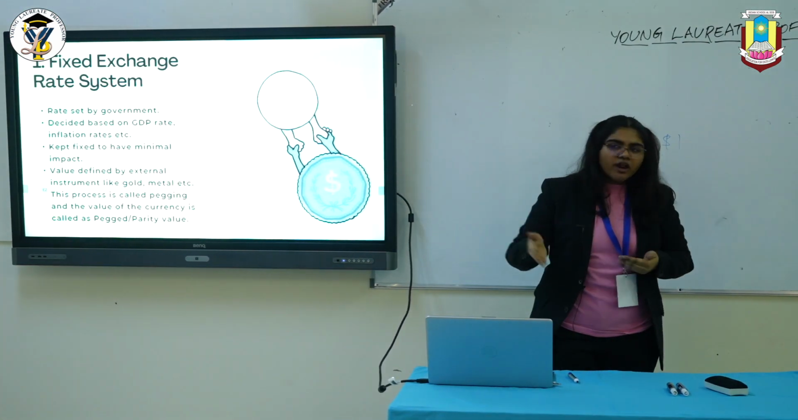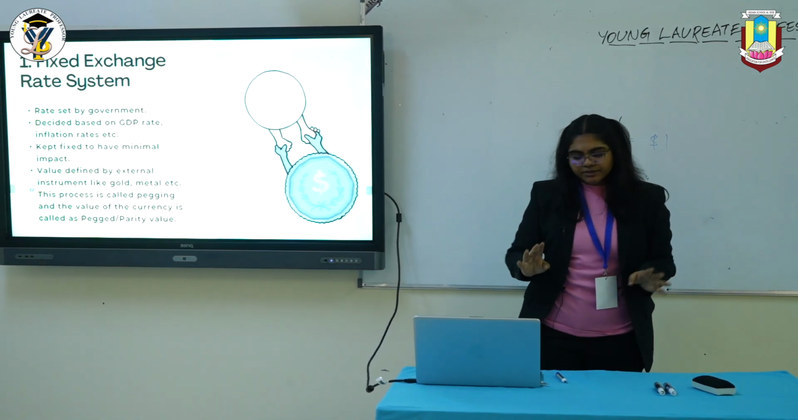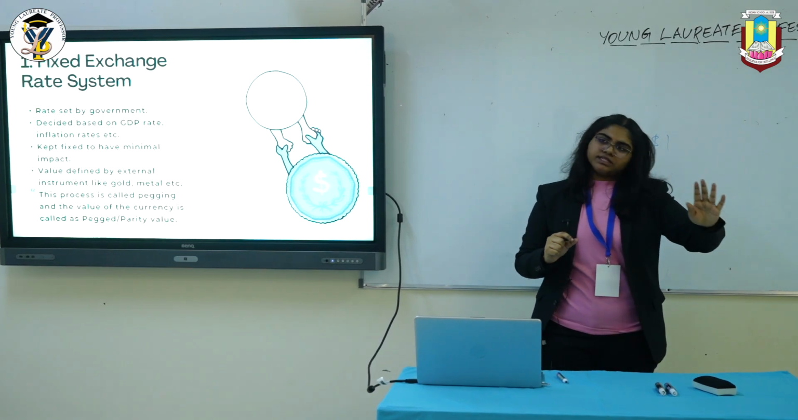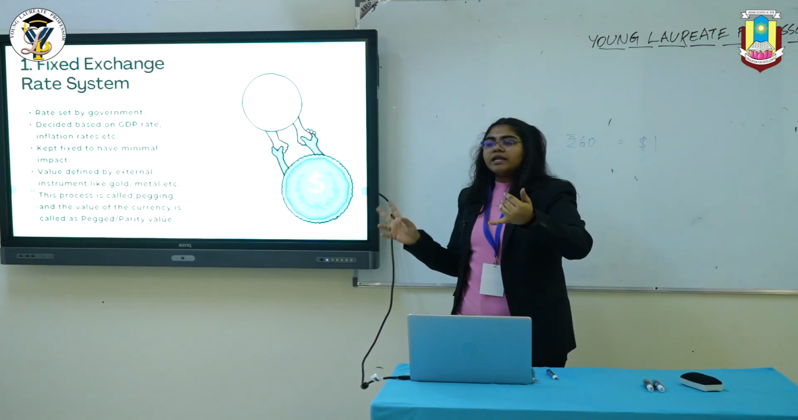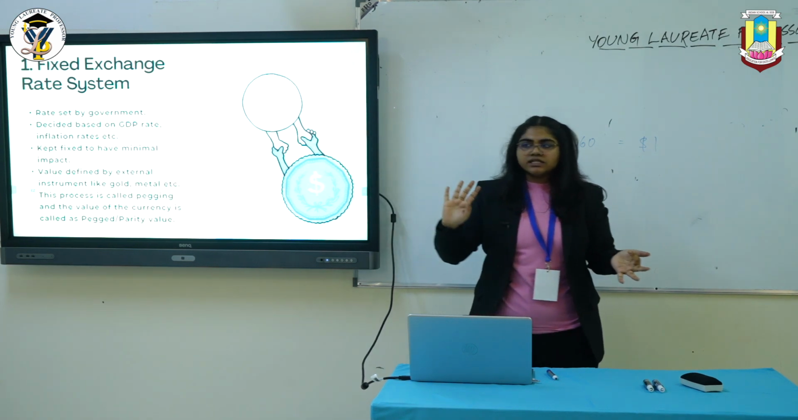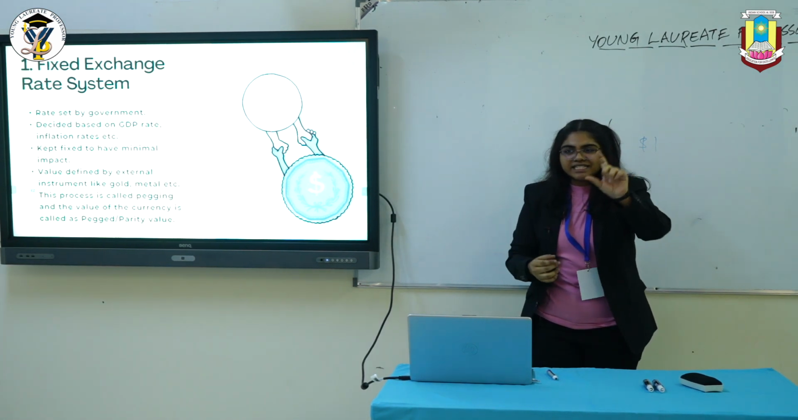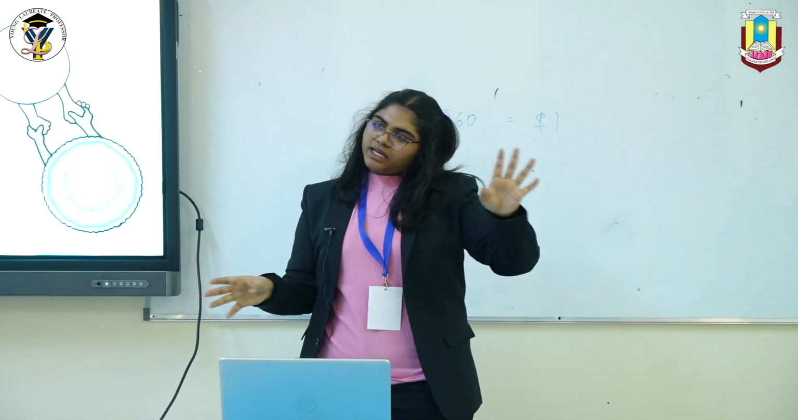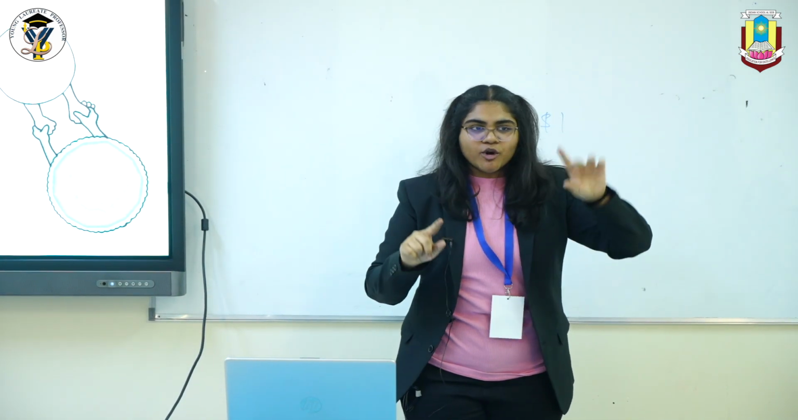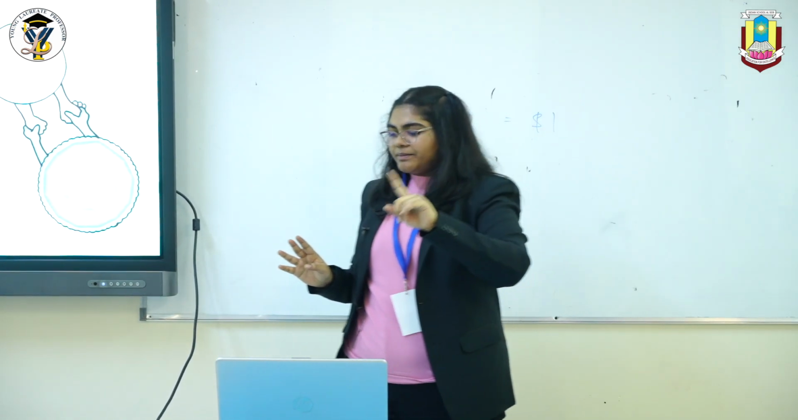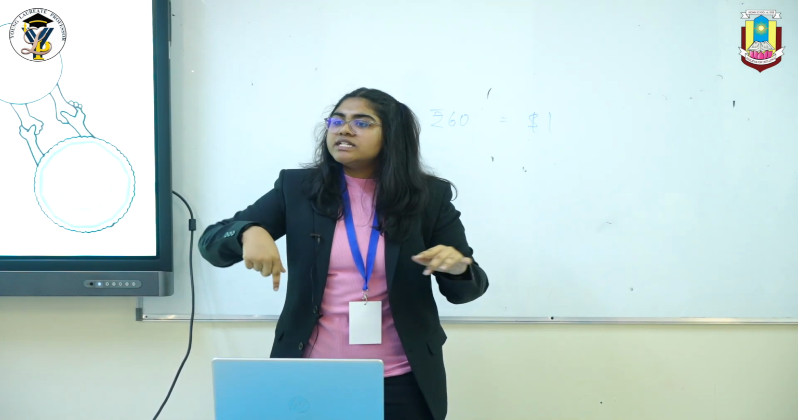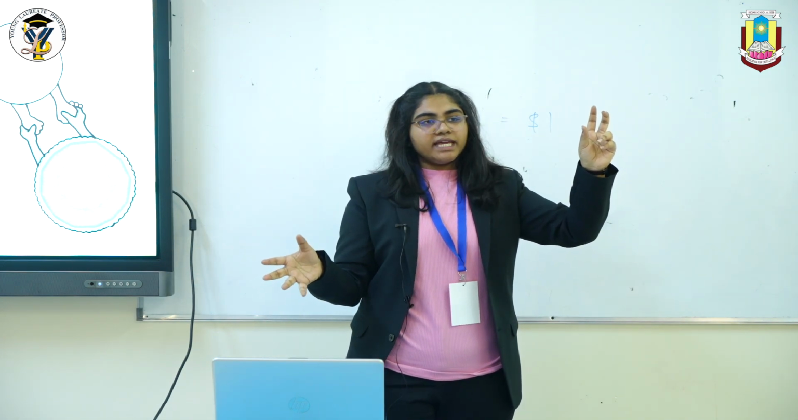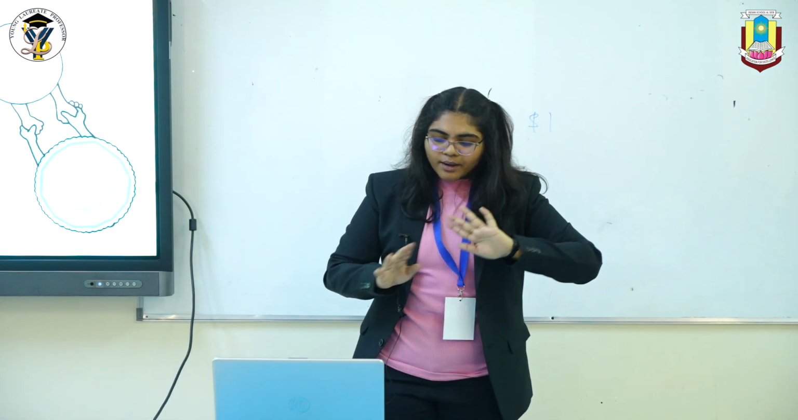Otherwise, the countries will keep having to change the rules of economic transactions. Now, these values are often determined on the basis of some external instruments. What are these external instruments? They can be metal, gold, or another country's currency as well. So, the process of deciding a value for foreign exchange based on some external instrument is called pegging. The value that is set in this process is called pegged value. I'll repeat myself. The process is called pegging. The value that is set in the end is called pegged value.